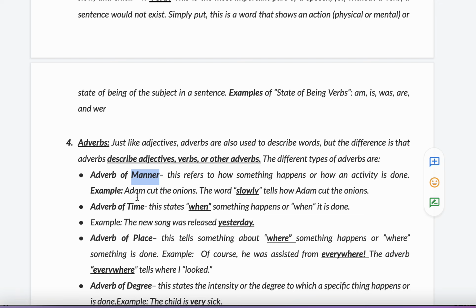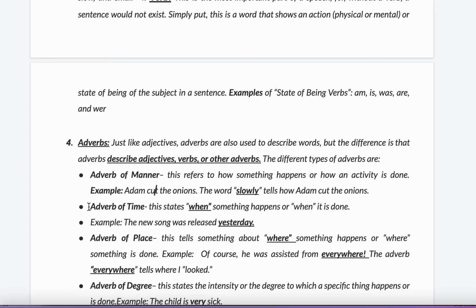Or let's say this way: how did Ali teach yesterday's English class? Well, he taught yesterday's English class slowly. So slowly shows the behavior, the speed, or how he was able to carry on the class. Let's talk about the second one, adverb of time. This states when something happens or when it's done.